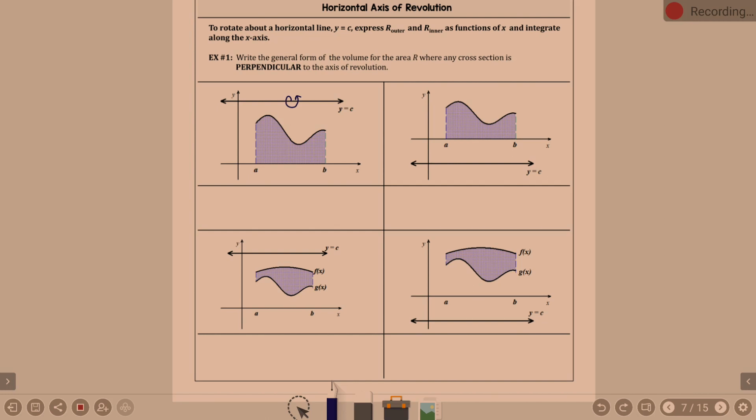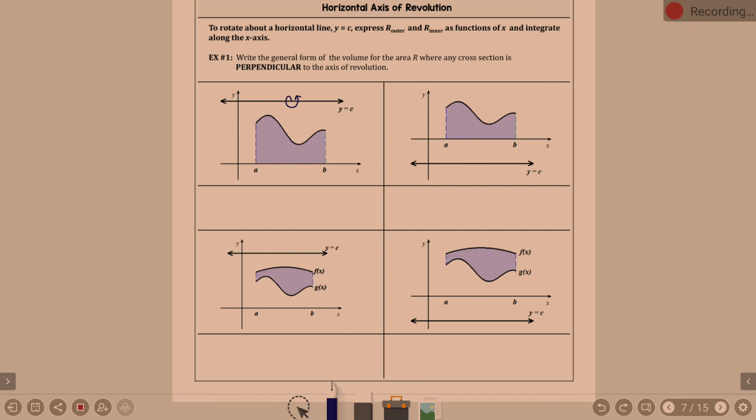Here we go. As we are rotating about this axis, first of all, let me ask you a question. Disk or washer method? Washer. Yes, because if we're rotating around this line, there's a gap. So it's a washer.